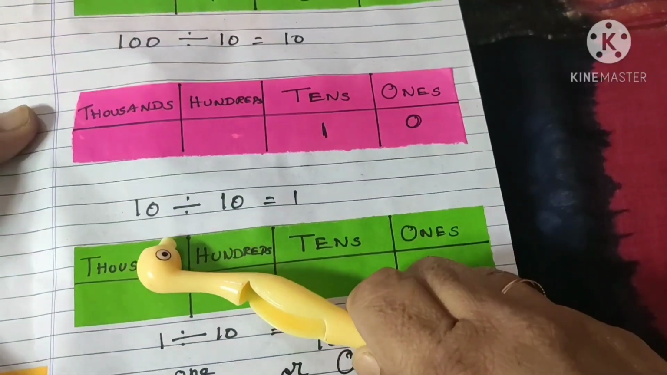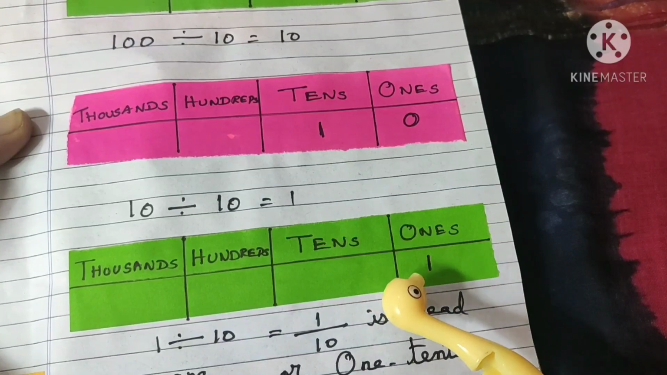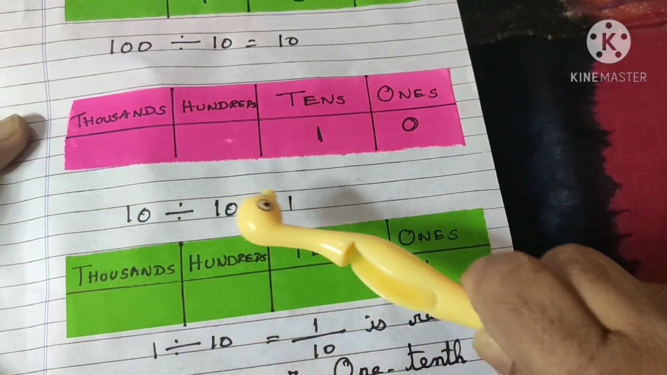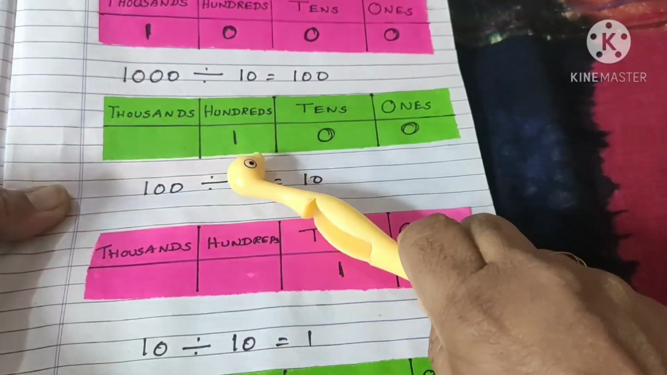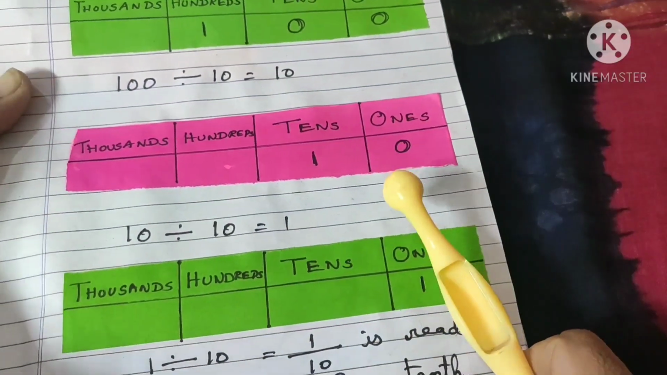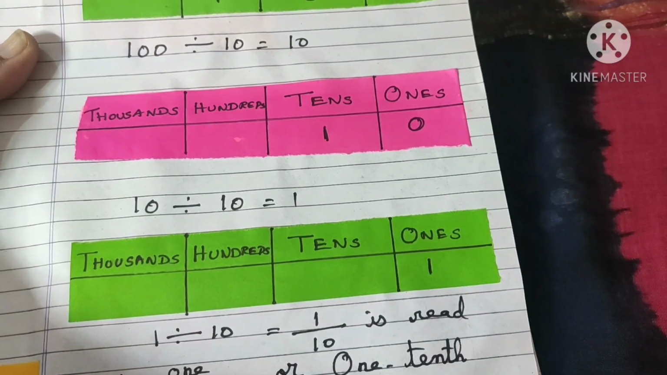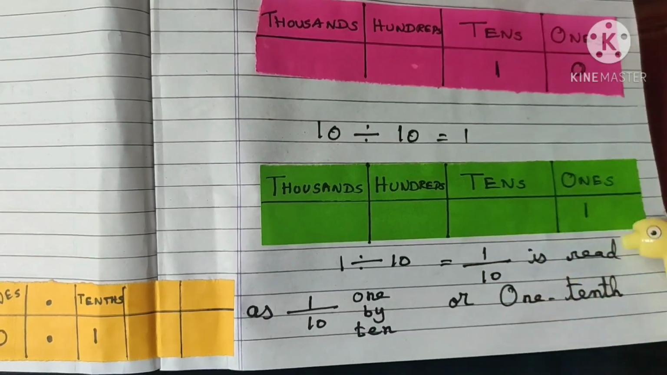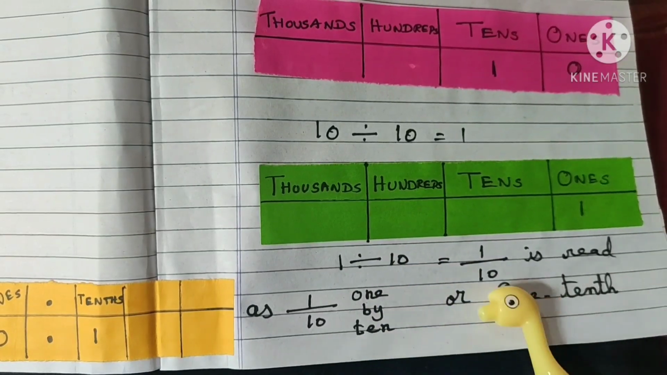Again 10 divided by 10 is equal to 1. 1 is written in its place value chart as 1 in ones place. See, 1 has shifted to its right from the beginning. Shifted to right. Again shifted to right. Here also shifted to right. Now 1 divided by 10 is equal to 1 upon 10. 1 upon 10 is read as 1 by 10 or 1/10.